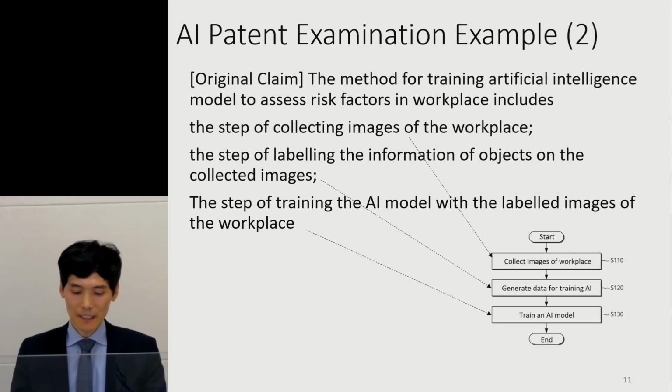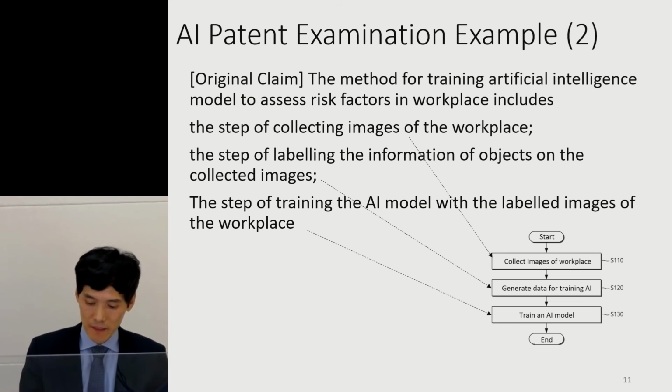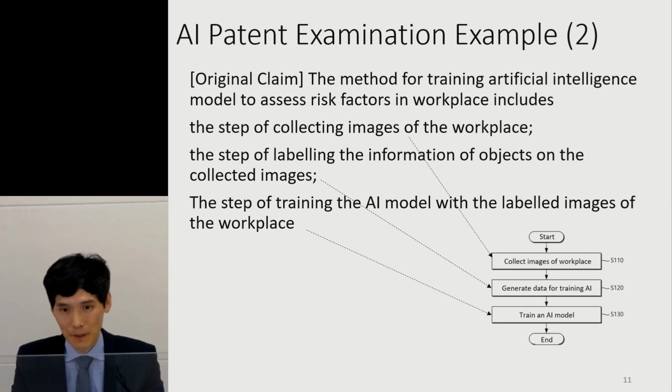The original claim is as shown on the screen. There are no substantial features on the AI models. Collected images are labeled and used to train the AI model. The scope of the claim is quite broad. Next, please.